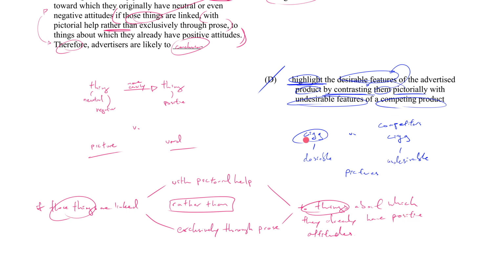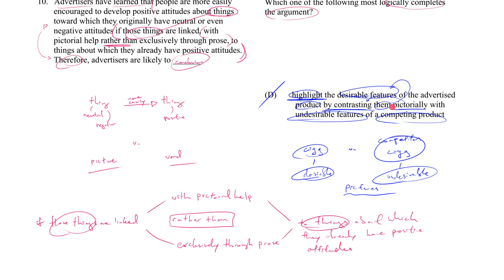They're saying take our cigarettes, take the competitor cigarettes, let's highlight desirable features of our cigarettes, contrast them with the undesirable features of competitor cigarettes, and let's do all of this not through words, but rather through pictures. Do you see, at a very superficial level, D might be attractive because it's using a lot of the same concepts, the same words that we saw in the stimulus, but I don't know how else to stress this. That's just a trap.